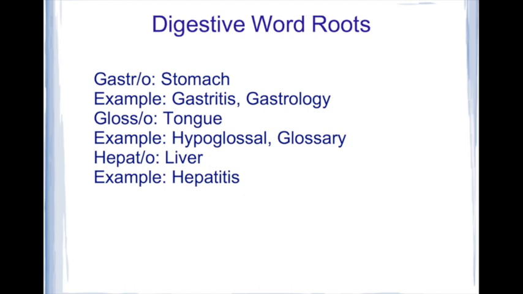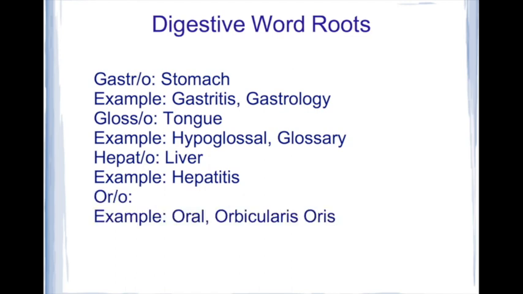Oro, for example, oral, like the oral cavity. What about orbicularis oris? That's a muscle, right? Orbicularis oris is a muscle. It's arranged in kind of a circular manner, which gives it the name orbicularis, like an orb. Okay, oris. You find it around the mouth. The oral cavity is the mouth.